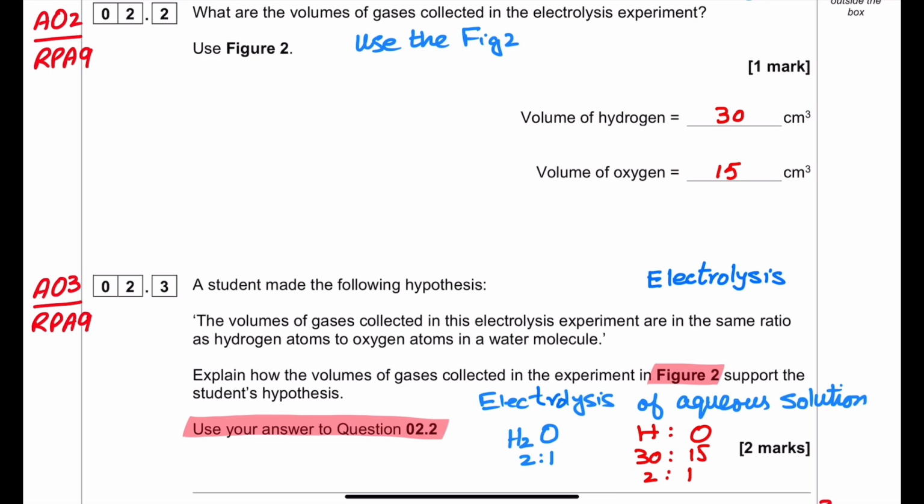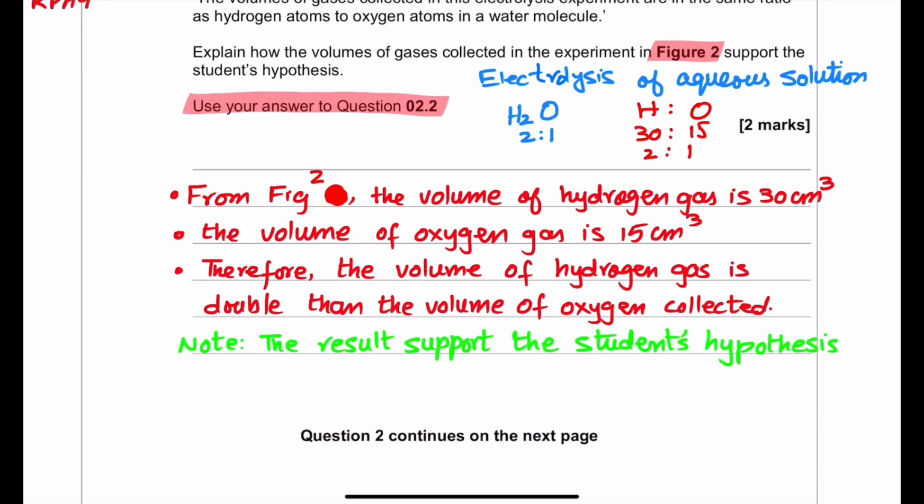Let's see the model answer. The model answer is from figure number 2, the volume of the hydrogen gas is 30 cm³, whereas the volume of oxygen is 15 cm³. Therefore, the volume of hydrogen gas collected is double the volume of oxygen. The ratio is double. So it supports the student's hypothesis that the hydrogen is double the oxygen in the water molecule.